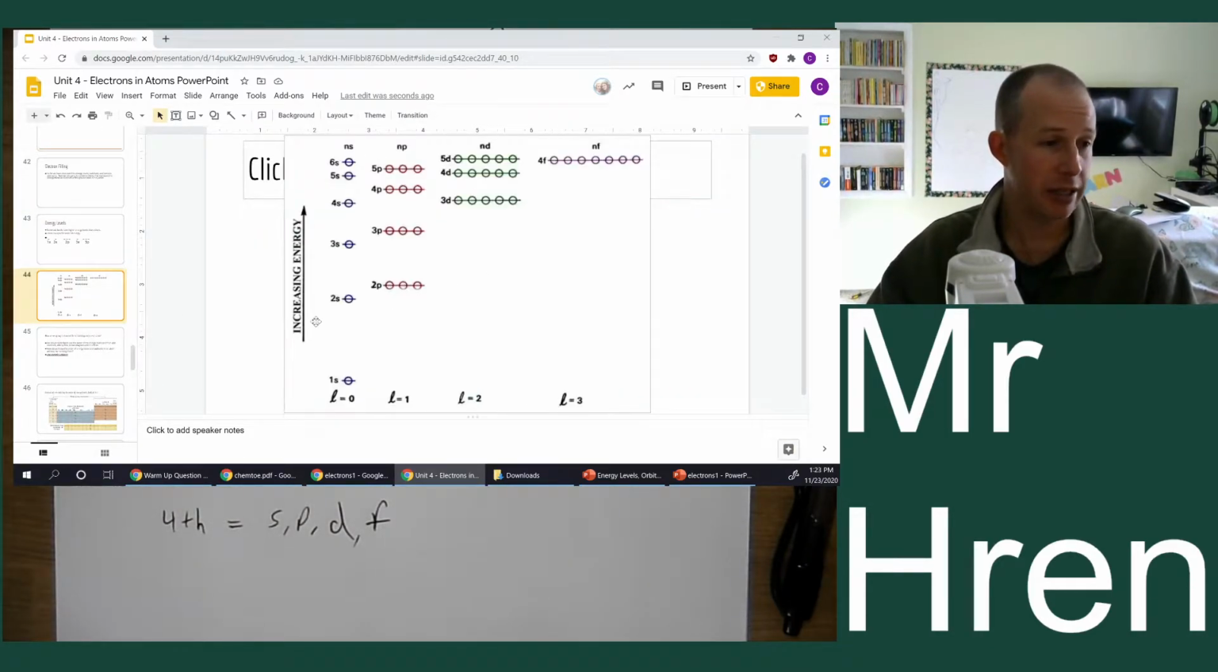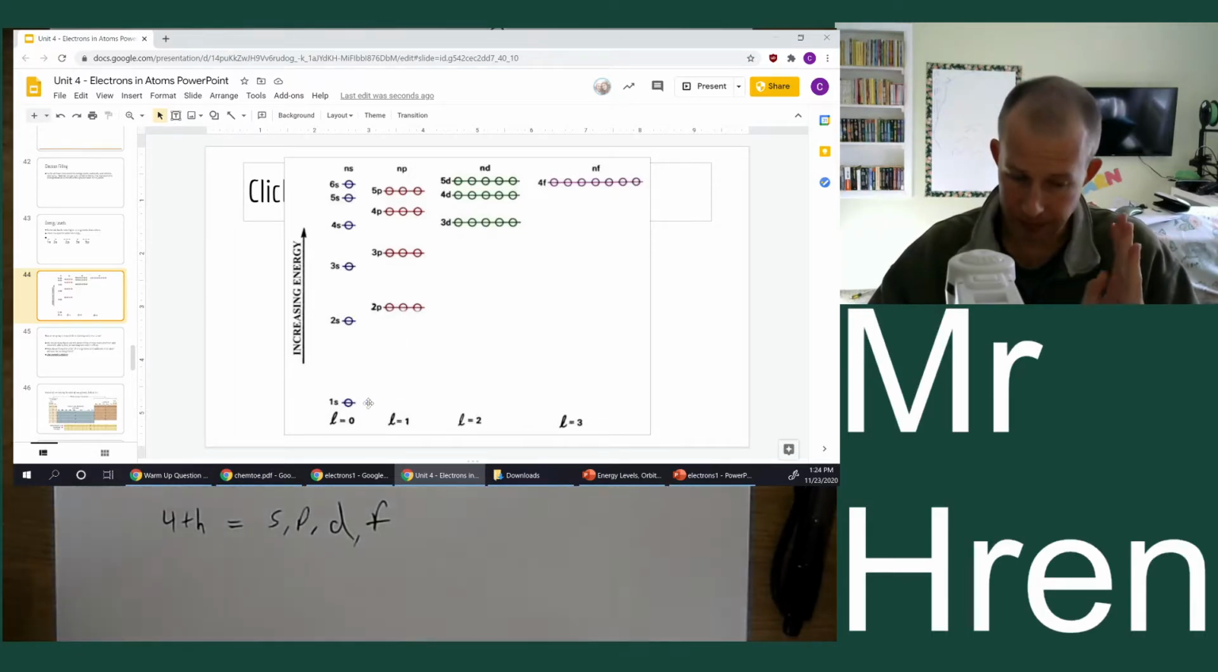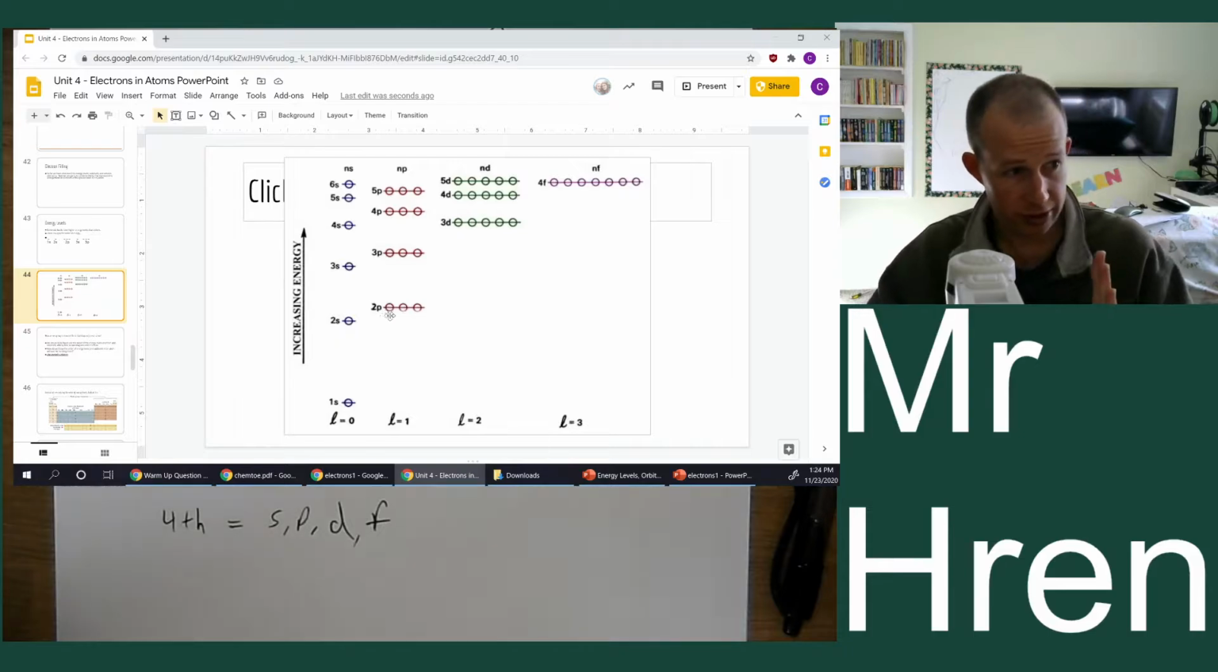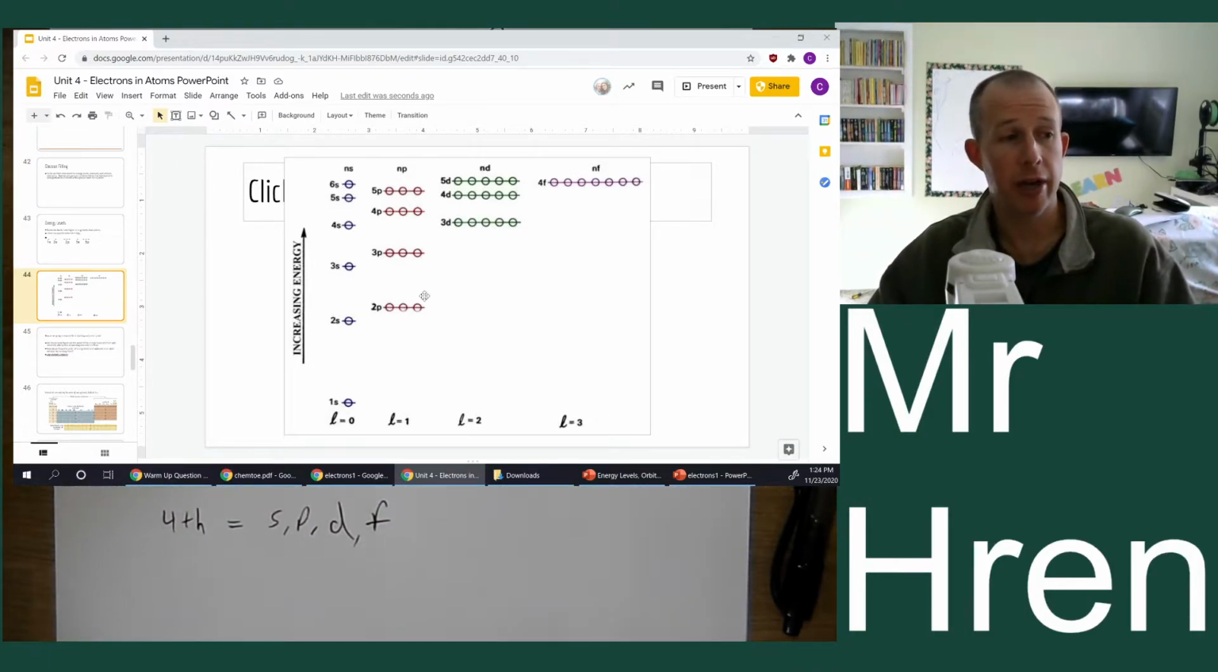Now the big thing is that there is a very specific order of energy levels that everything follows. That means there's 1s, then 2s, then 2p, then 3s, 3p, 4s, 3d, 4p, 5s, 4d, 5p, 6s, and so on. There's this whole order to it. And you might not want to memorize it, and I wouldn't blame you, because most people don't want to.